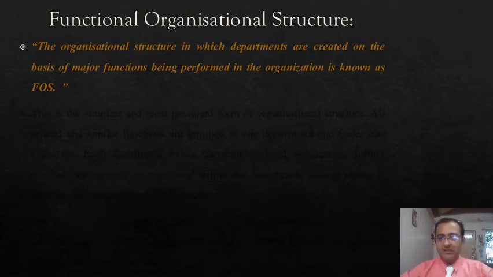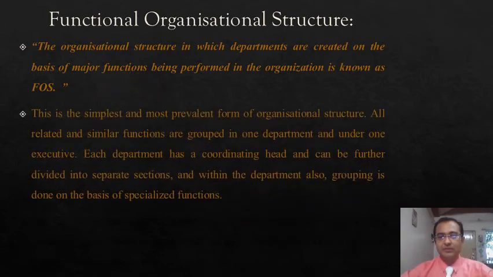Like if the company purchases raw material and also purchases tools and equipment, then there shouldn't be two separate departments, purchase of raw material and purchase of tools. Though both are functions, they can be categorized under one larger function, that is purchase. So this is the main function which is performed by the organization.